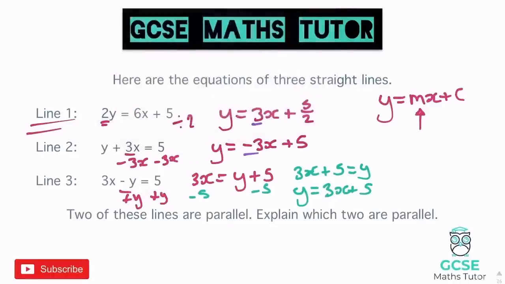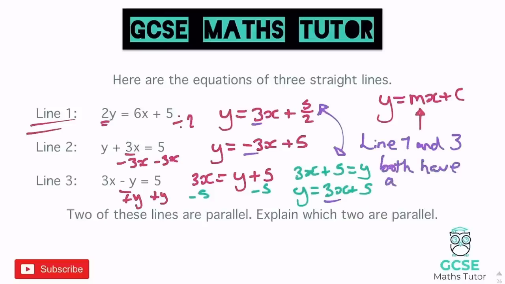And again, this one has a gradient of 3. So the top equation and the bottom equation both have a gradient of 3. So explaining which two are parallel, we would say line 1 and 3, as they both have a gradient of 3. And there we go. And that's that one finished.